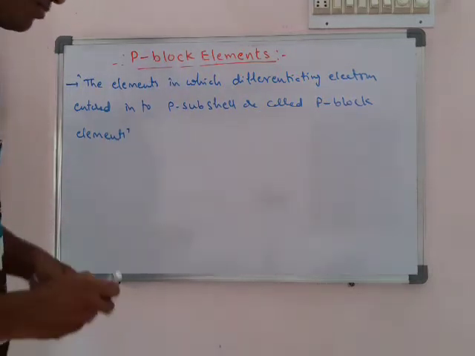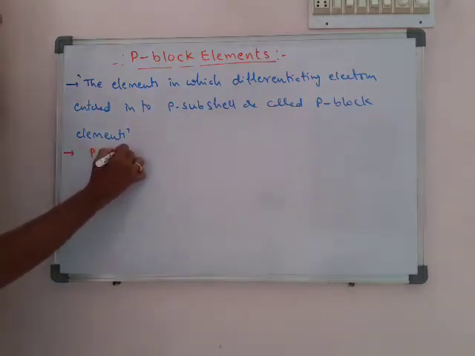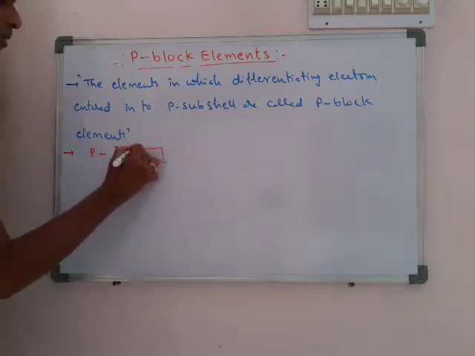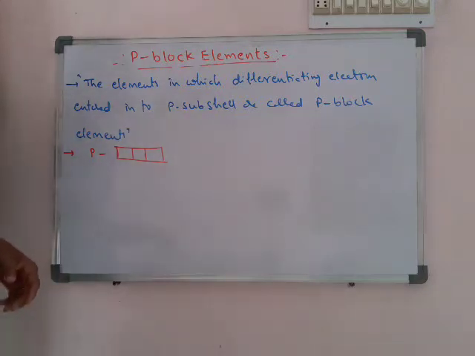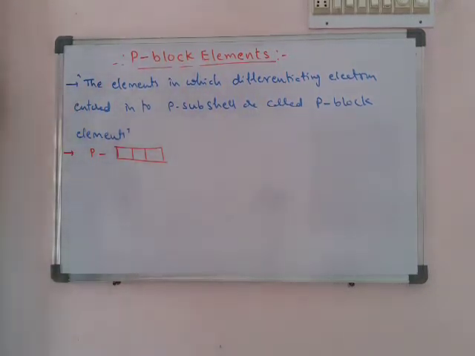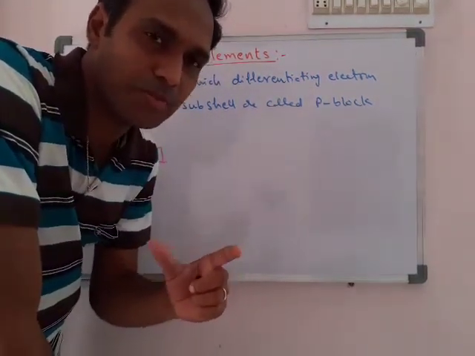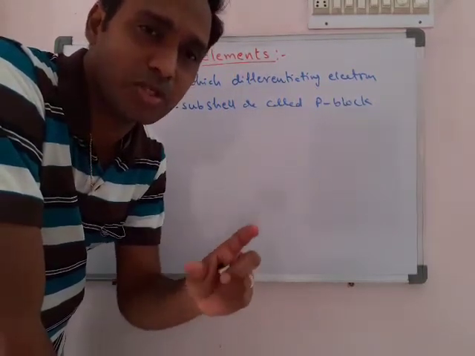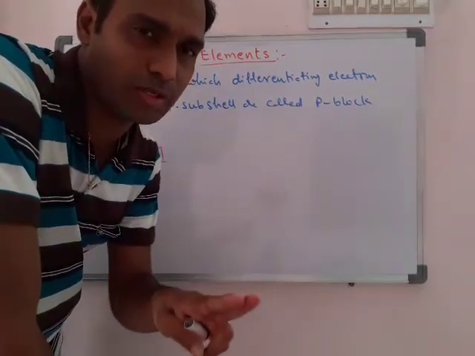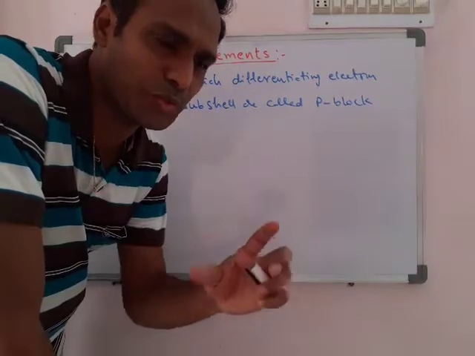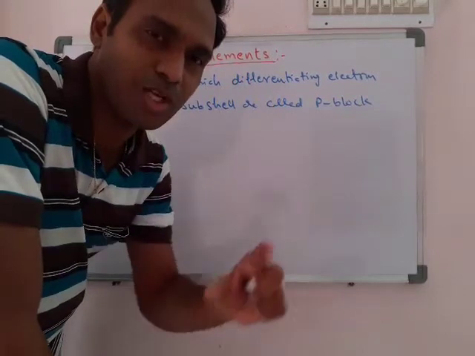For example, the p subshell has how many boxes, meaning how many orbitals? 3 orbitals. 3 orbitals can accommodate 6 electrons. Already we saw in the s block, the s subshell, nothing but the s orbital, has only one box. So one box can hold a maximum of 2 electrons. So s1, s2. The s1 configuration covers all the alkali metals, and the s2 configuration covers all the alkaline earth metals.